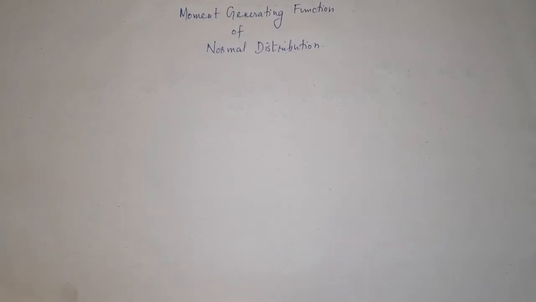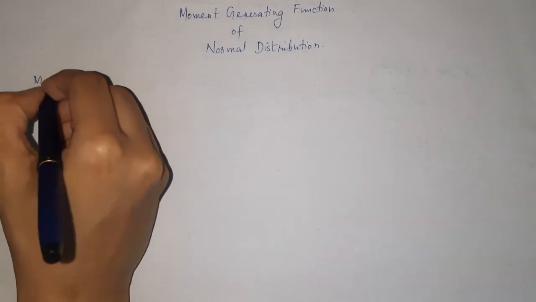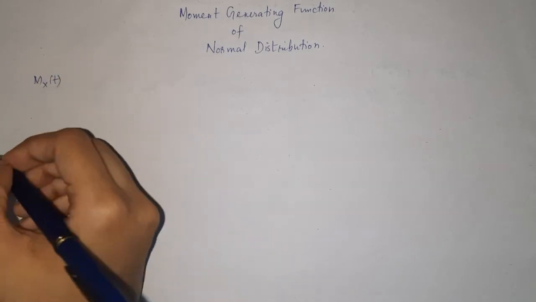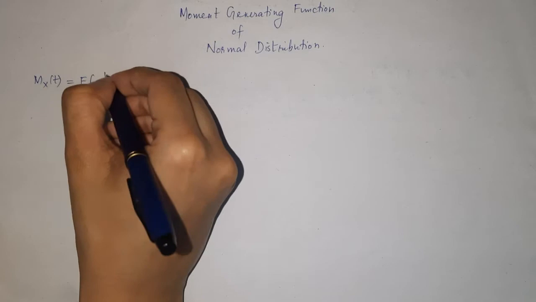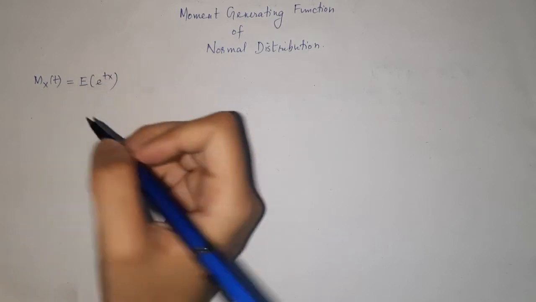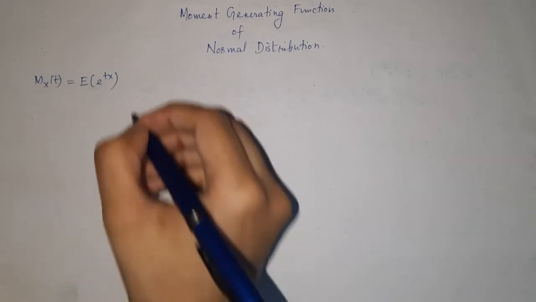In this video, we are going to discuss the moment generating function of the normal distribution. The moment generating function is denoted by M_X(t), which is equal to the expectation of e raised to tX. So, on finding the expectation of e raised to tX, we will get the moment generating function.